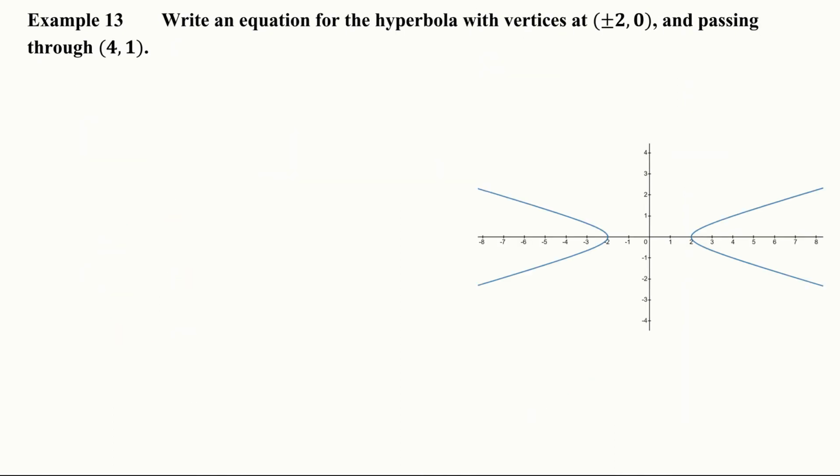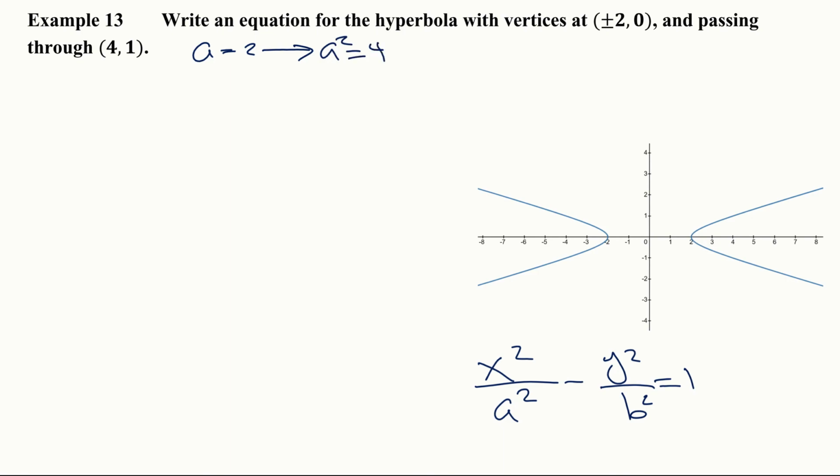All right, here's an interesting one. See if you can figure it out before you continue. All right, so we want an equation of a hyperbola with vertices at plus or minus 2, 0, which tells us what a is. Because it's left-right, it's going to be of the x squared over a squared minus y squared over b squared equals 1 variety. So a is 2, so therefore a squared equals 4.